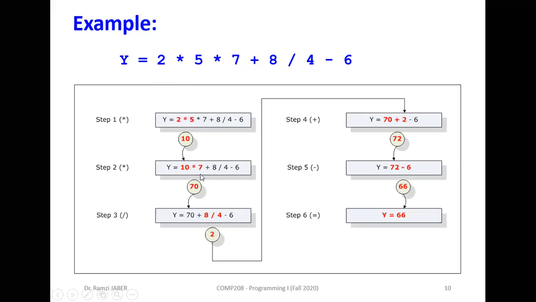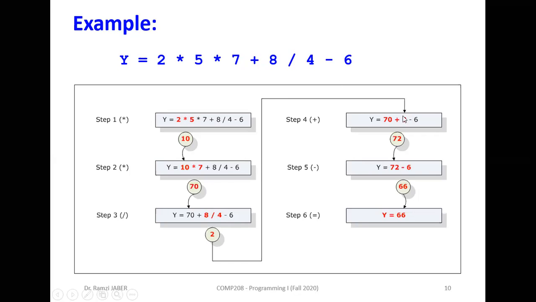Now the second priority will be times, plus, division, minus. From left to right we have times. Also 10 times 7 is 70. Plus, division, minus: the highest priority between plus, division, and minus will be the division part. The division part will be 8 over 4, which is 2.